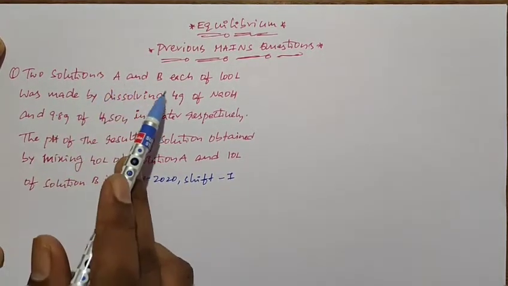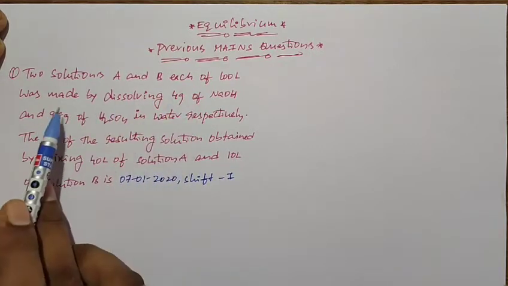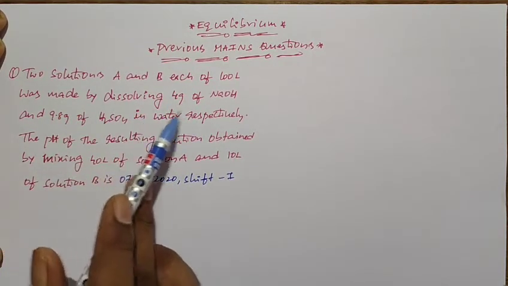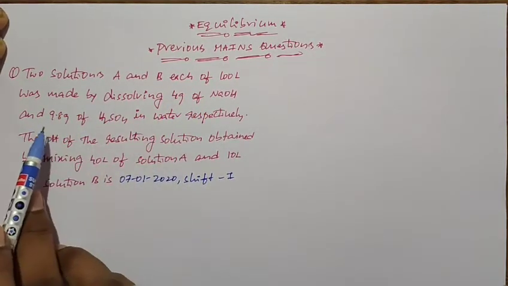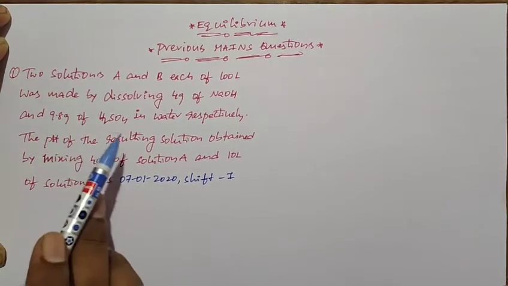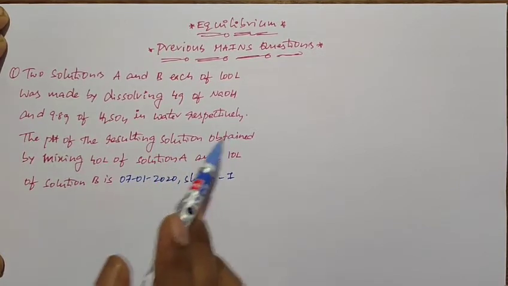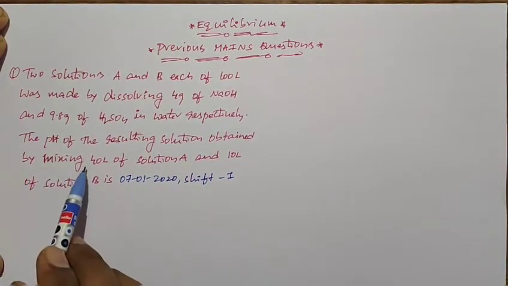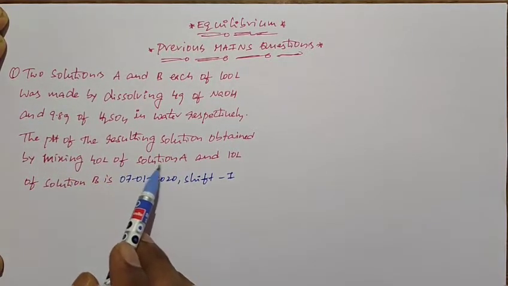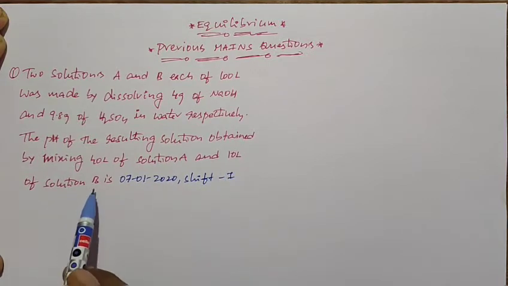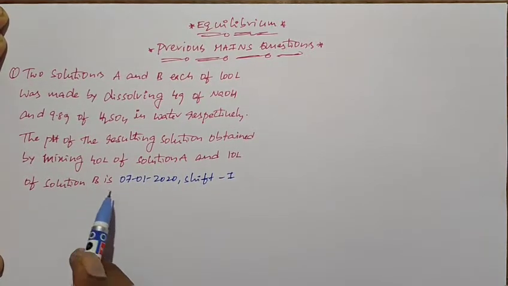Two solutions A and B, each of 100 ml, were made by dissolving 4 grams of NaOH and 9.8 grams of H2SO4 in water respectively. The pH of the resulting solution obtained by mixing 40 liters of solution A and 10 liters of solution B is... So in this we have three steps.